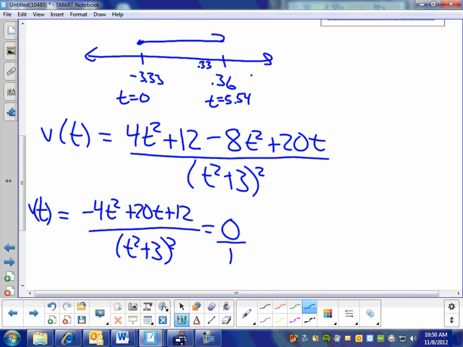Now could we figure out the total distance? Well, sure. It has to travel 3.33 to get back to 0. Then it travels an additional 0.36. And then it travels an additional 0.03 to get back to that 0.33. It travels in the positive direction from.